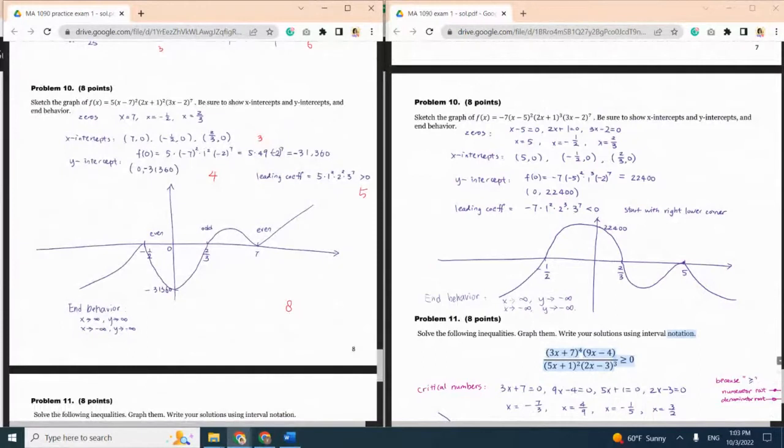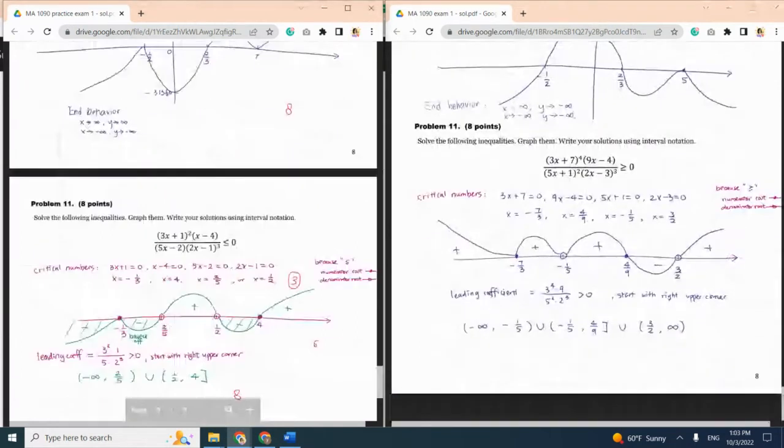And then this one is similar, right? You find the x-intercept, and for the y-intercept, you plug in x is 0. And then you find the leading coefficient. If it's positive, start with the right upper corner. If it's negative, start with the right lower corner. It depends on whether the multiplicity is even or odd. Even, bounce up. Odd, cross it. And you write down the ending. Okay, everybody? So you see how similar the practice exam and the actual exam are?